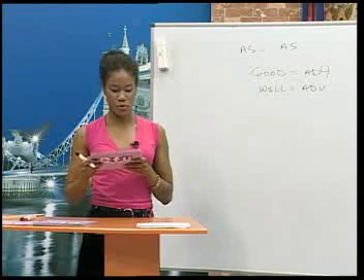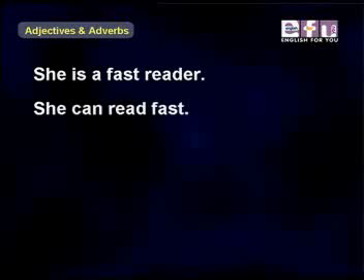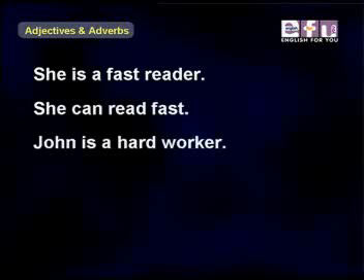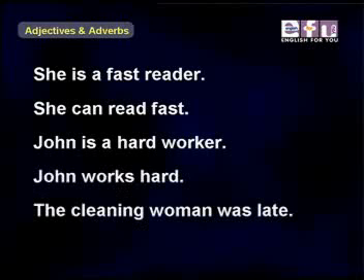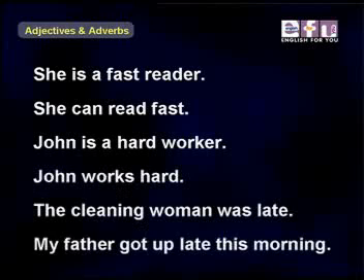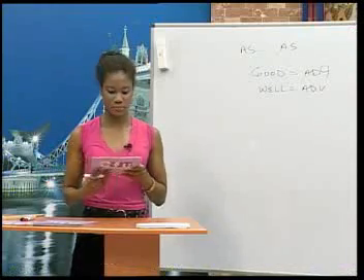Listen, look at this example. She is a fast reader. She can read fast. John is a hard worker. John works hard. The cleaning woman was late. My father got up late this morning. Let's look at these sentences again.